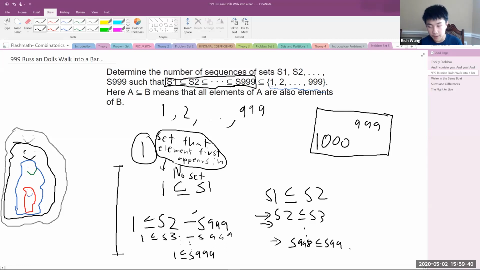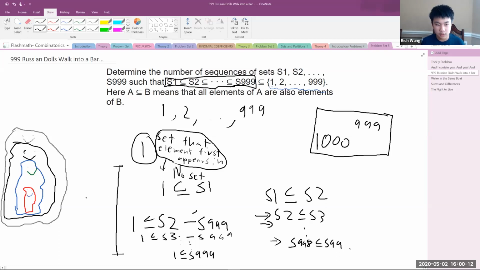Depending on the first set that the element 1 appears in, it's automatically determined whether or not the element appears in the rest of the sets. So for example, if we decide that the first set it appears in is set 997, then we automatically know it is not contained in the sets 1 through 996, and it must be contained in sets 997 and onward. So based on the first set the element appears in, whether or not it is contained in the rest of the sets is automatically known.